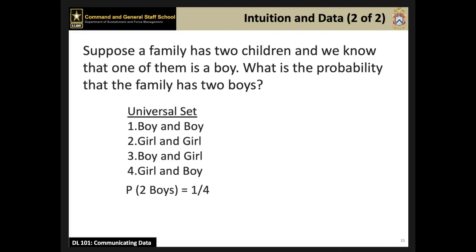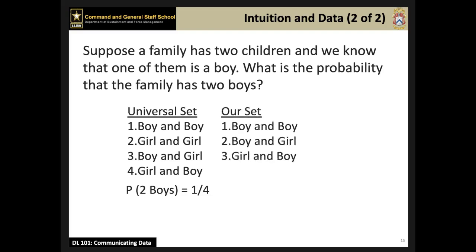Without any additional information, the probability of having 2 boys out of these 4 possibilities is 1 out of 4, or 25%. However, we don't have a universal set. We know that one of the children in this family is a boy, so this changes our set of possibilities, and we can eliminate the girl and girl combination because it doesn't fit our condition.